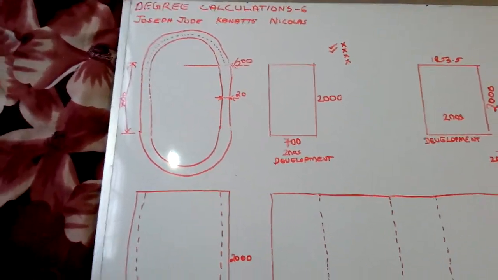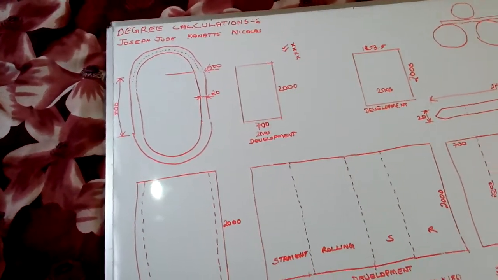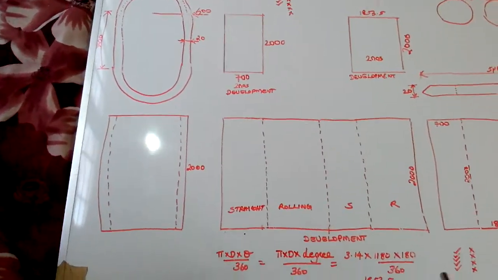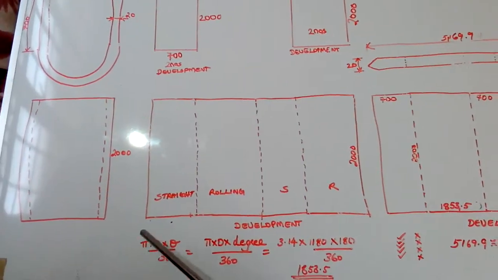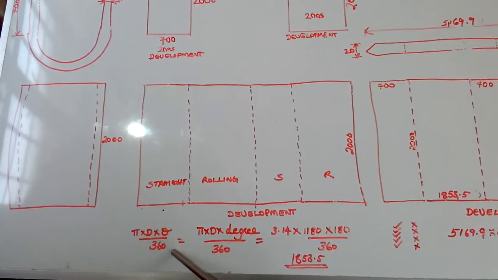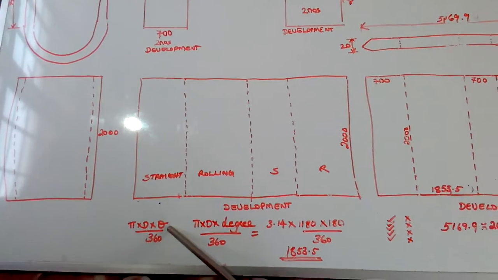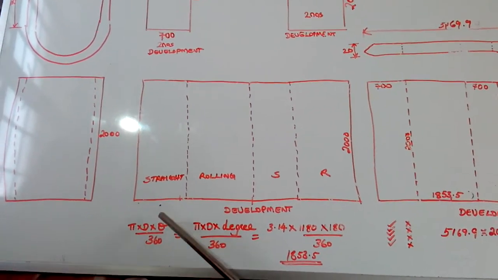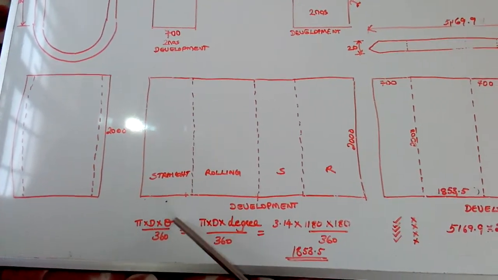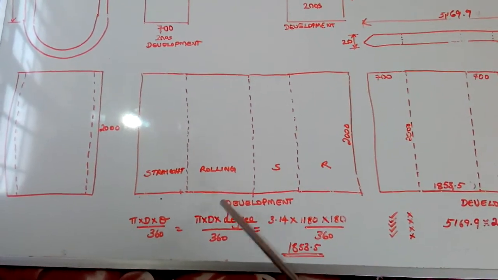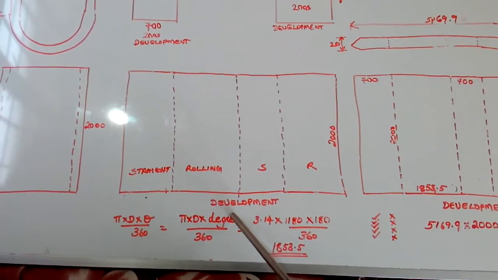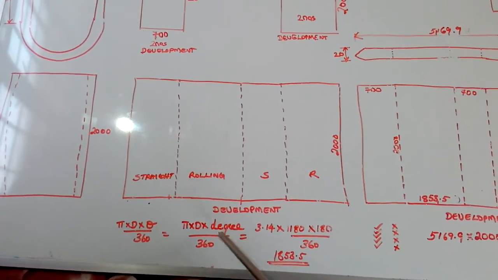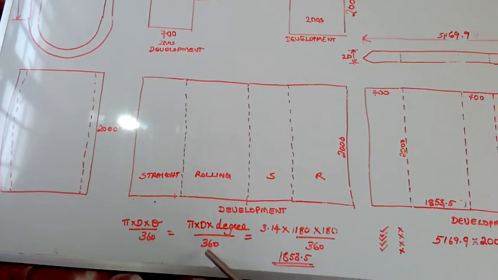So we have to decrease 20 mm. One full thickness has to be decreased. I have written it here: pi d into degree divided by 360. This is called theta. Theta is indicating degree. Pi d into degree divided by 360 means pi d into degree by 360. Here I have written theta, degree, both are same. We can apply these measurements in this pi d into degree divided by 360.